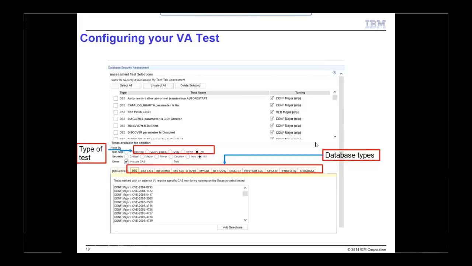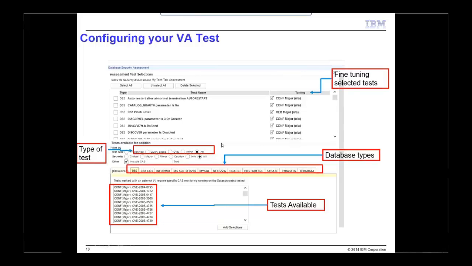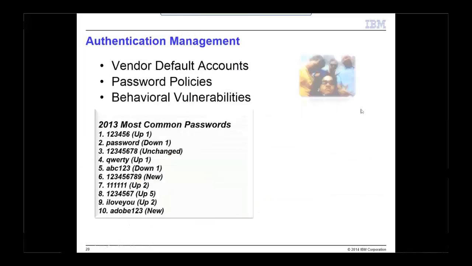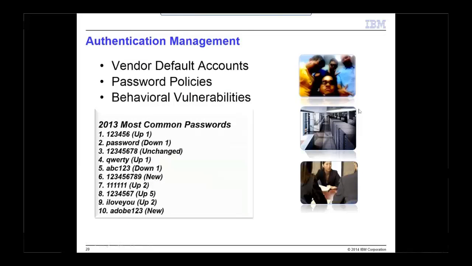And then you choose the type of test. It could be predefined, it could be a CVE test or any PAR, or all the different tests. Based on those choices, it gives you a list of all the available tests for that kind of database and those types. Then it puts those tests up here, and you can do fine-tuning. You can change some of the parameters of these tests so that they fit your environment better.